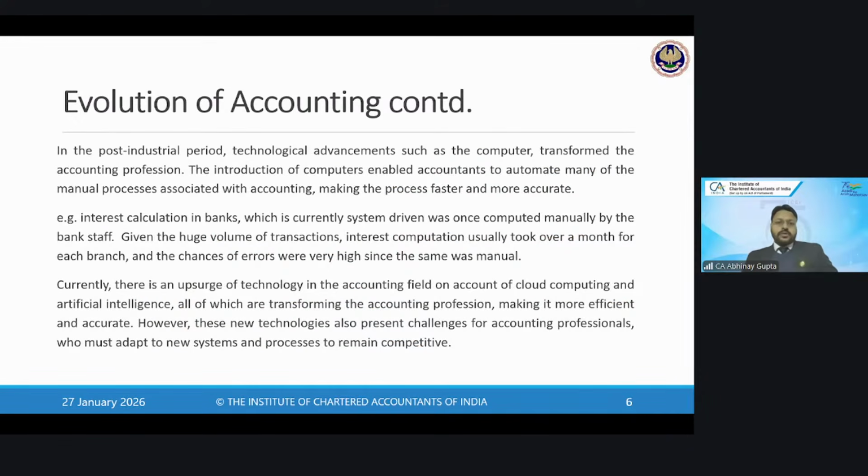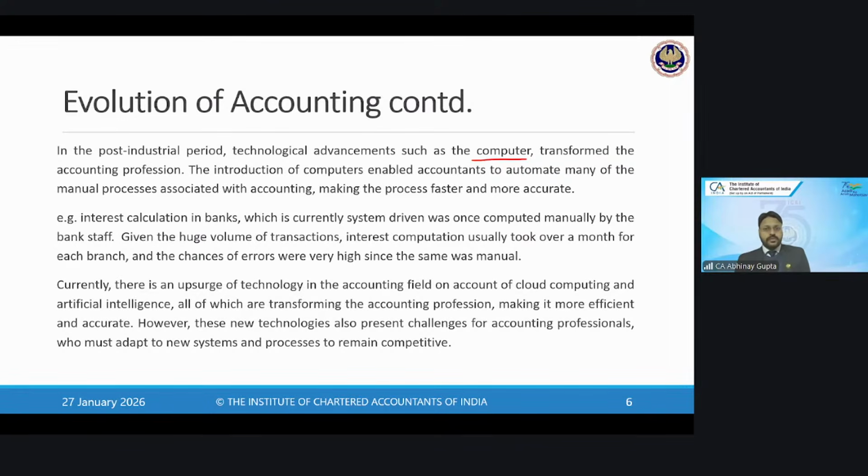Then evolution continued. Today, in the post-industrial period, technological advancements such as computers arrived somewhere in the early 2000s, right, which transformed the accounting profession. Earlier, what we were doing was manual accounting, right? We were maintaining all the records manually on paper, and we were totaling up all those ledgers, then preparing the trial balance manually, and then from the trial balance we used to prepare the statement of profit and loss, balance sheet, and the cash flow, right? So this was the process until the computers arrived in the early 2000s, right?